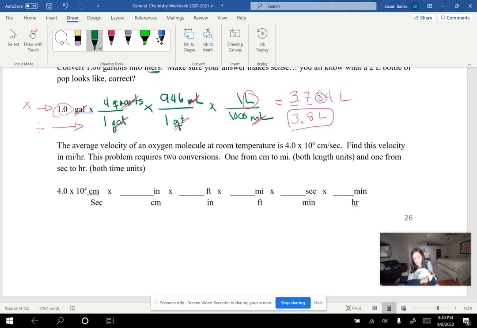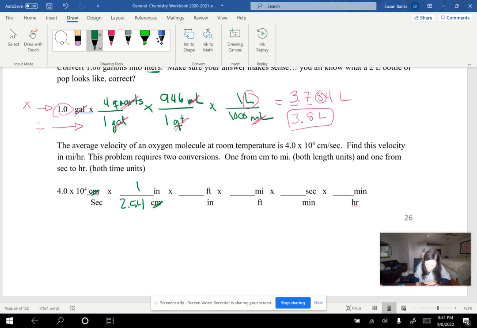I have to convert centimeters to miles, and I have to convert seconds to hours. We're going to work on one at a time. First, we're going to work on miles and centimeters. So I have centimeters to inches on this first step. Do you see that? I can use that conversion that was listed at the top of this page of 2.54 centimeters in 1 inch. That will cancel out my centimeters. But I don't want centimeters. I want miles, right? And inches.